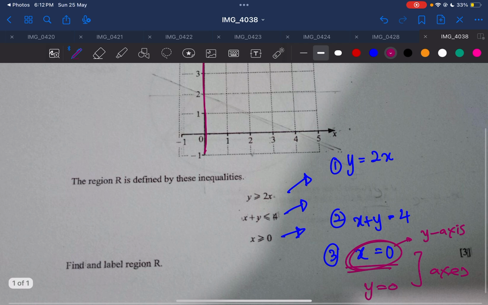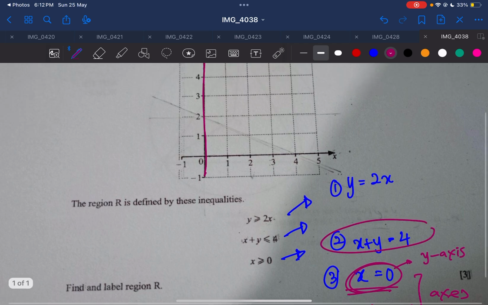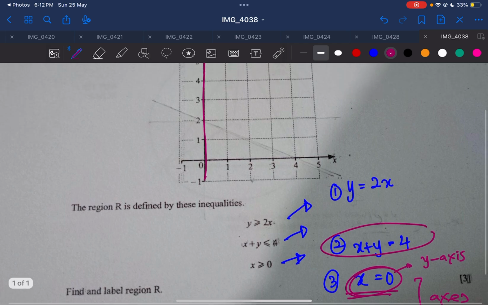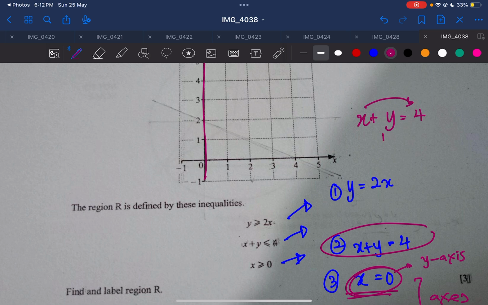And the next one is x plus y equals to 4. Now, I see that you kind of got it already there. Okay, so let's just double check how to find this. I'm going to rearrange it into y equal to mx plus c. So that means I'm going to move it to the other side. I see that there's a gradient there, negative. It means going downwards, same as what you're doing here.